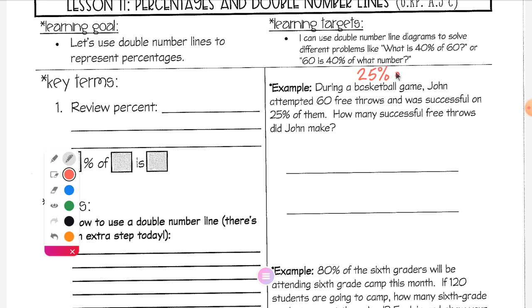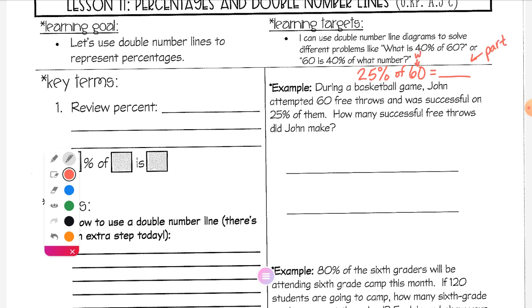25% of. John attempted 60 free throws. So he made 25% of those 60 free throws. And it wants us to figure out how many free throws he actually made. So we are trying to figure out what is 25% of 60. Because we're looking for how many he made. So he attempted 60, so this is the whole. I'm looking for the part.